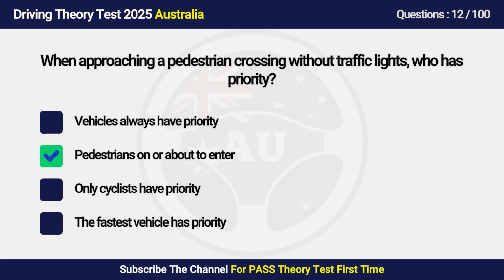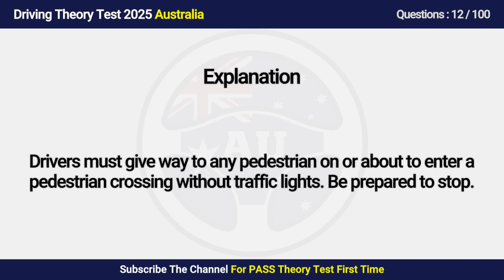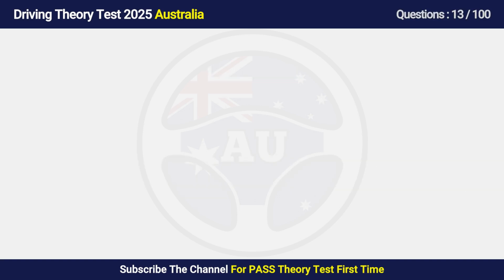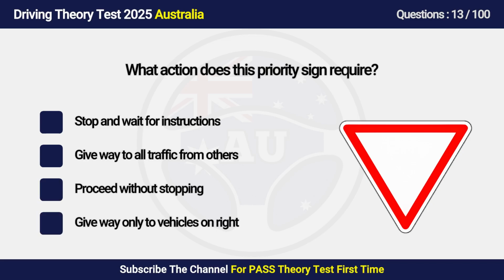Answer is B. Pedestrians on or about to enter. Drivers must give way to any pedestrian on or about to enter a pedestrian crossing without traffic lights. Be prepared to stop. Question 13. What action does this priority sign require?